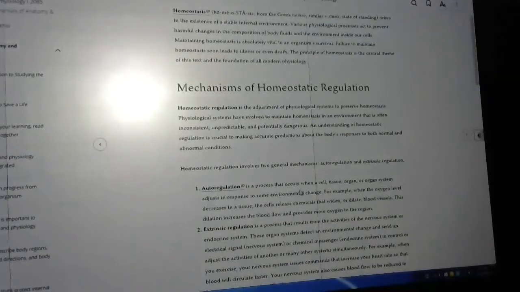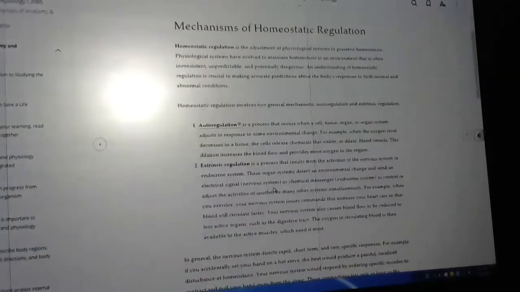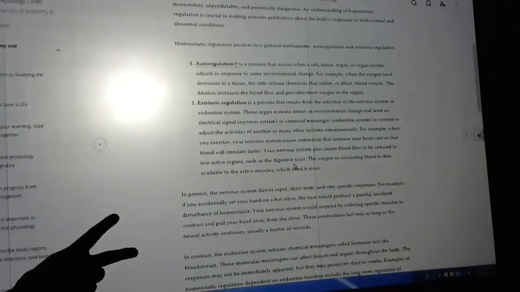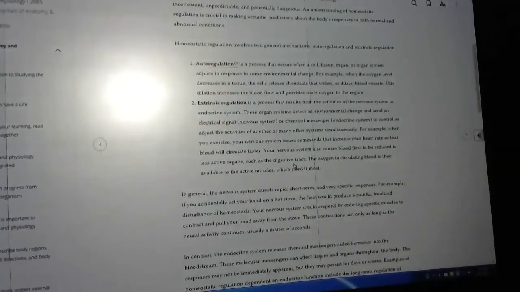All right, so homeostatic regulation, autoregulation, extrinsic regulation, a process that occurs when a cell, tissue, organ system adjusts in response to some environmental change. Extrinsic regulation, a process that results from activities of the nervous system or endocrine system. Now remember, what is nervous system? Immediate response. Endocrine system, long-term control. That's very important, okay?